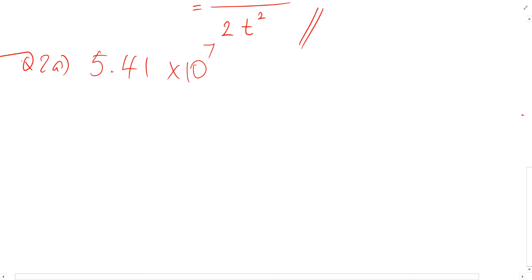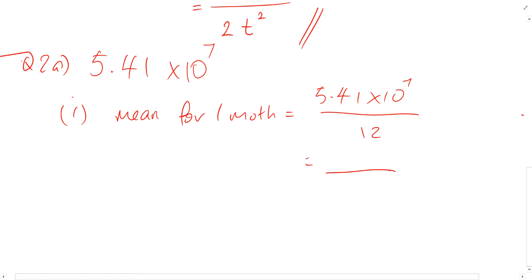This is for 1 year. So for 1 month, we just divide. Mean for 1 month equals 5.41 times 10 power 7 divided by 12. So use your calculator, get an answer, round it off to 3SF. Oh, but it wants it in million. Okay, let's see what happens. So 5.41 divided by 12, times 10 power 7. You see 4508333 in your calculator, right?